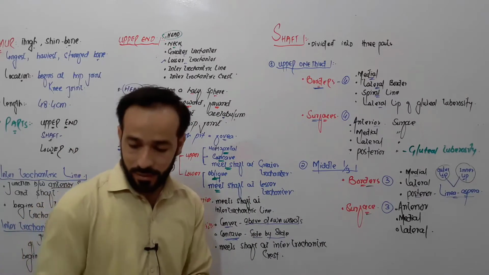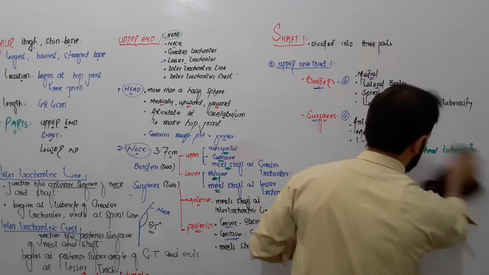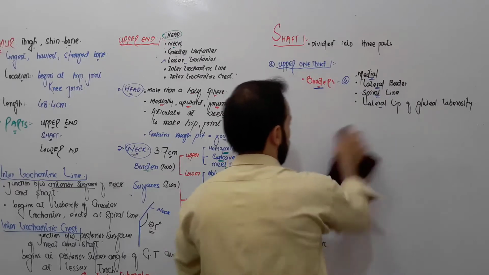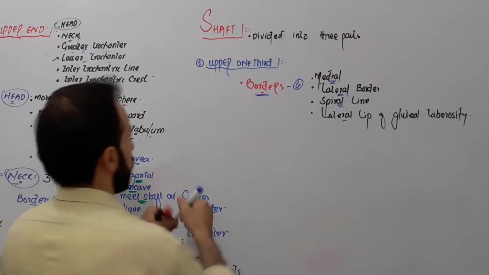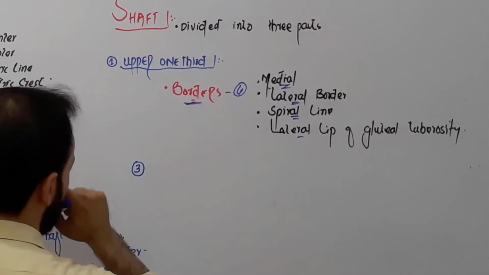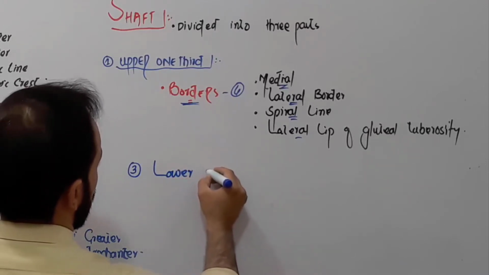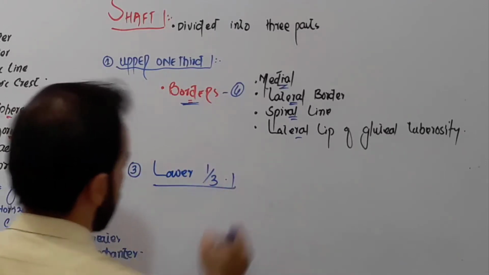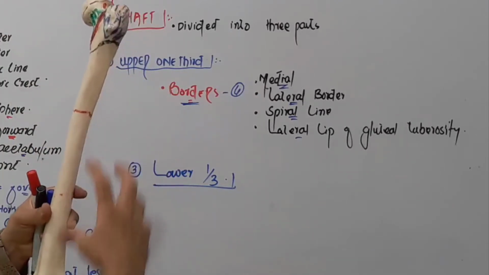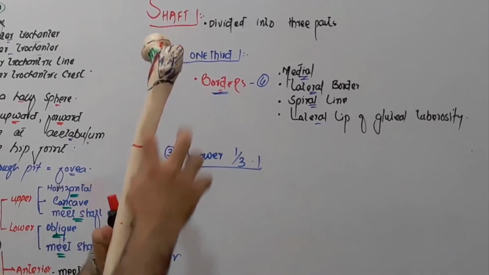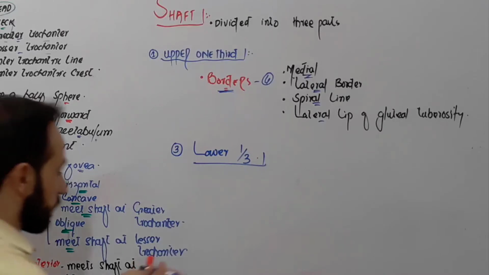So let us begin the lecture about the lower 1/3 of the femur bone. The lower 1/3 of the shaft of the femur bone has four borders and four surfaces. Let me write here, lower 1/3. Friends, I have already introduced this bone. This is upper 1/3, middle 1/3 and lower 1/3. The upper and middle have already been discussed. Now let us see about the lower 1/3.